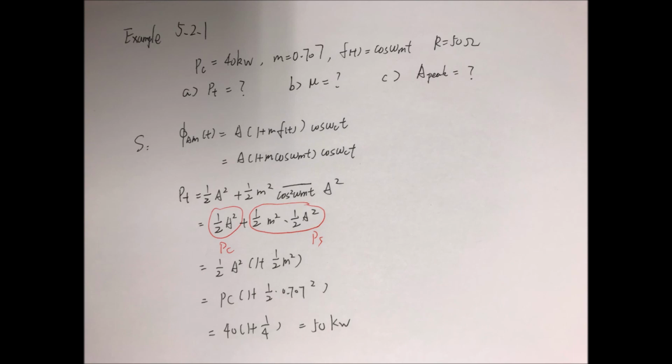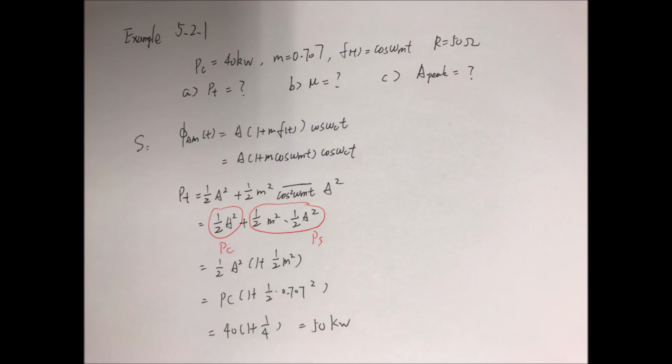PC is 40 kilowatt. M is 0.707. For sine wave modulation, so my f of t is cosine omega mt. My signal is a sinusoid. We want to find three important things. Number one, the total average power output. So A will be PT, right? What is PT? Number two, the transmission efficiency. What is my mu? Okay, last one. The peak amplitude of the output if the antenna is represented by a 50 ohm resistor.